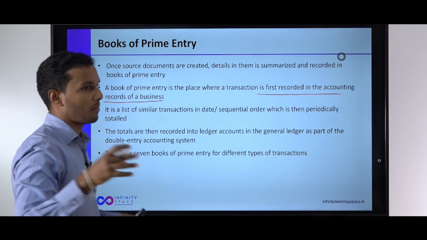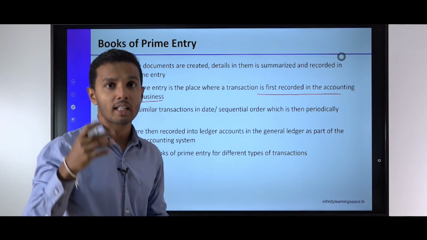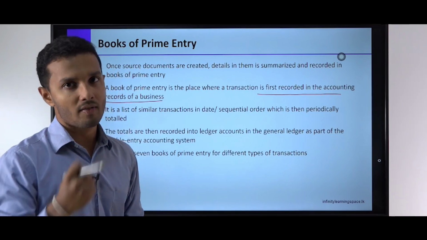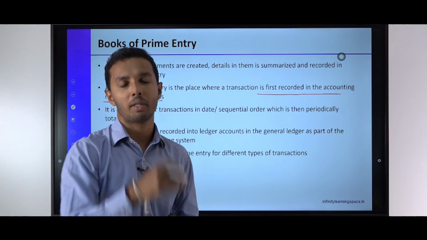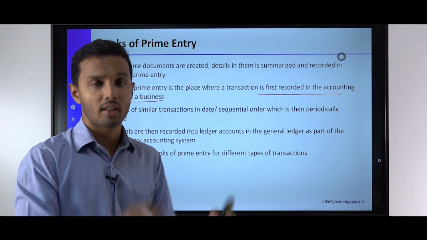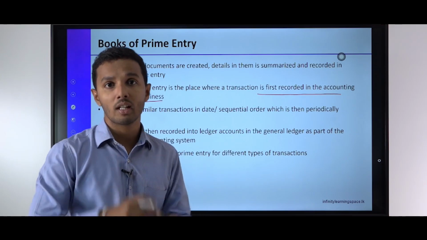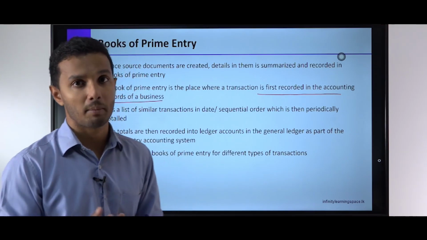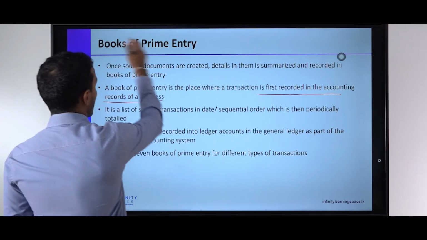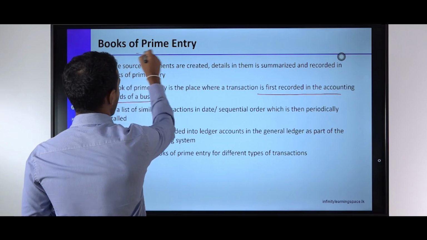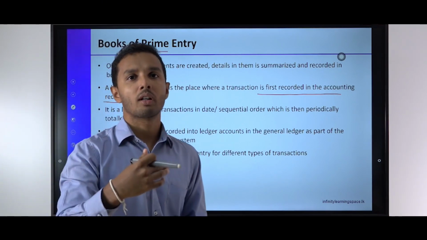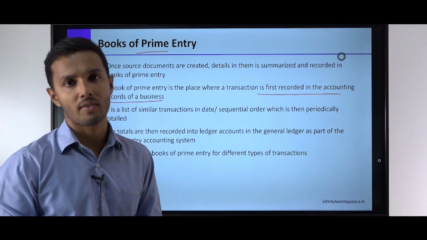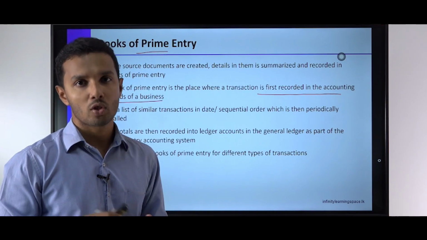Now source documents give us evidence, information about the transactions entered into by a business, but that information has to be recorded for accounting purposes, and the first place, the first book that we record that information is called books of prime entry. Now you can see from the name, the word prime means first, right? So the first book or the first place where we record our transactions are called books of prime entry.